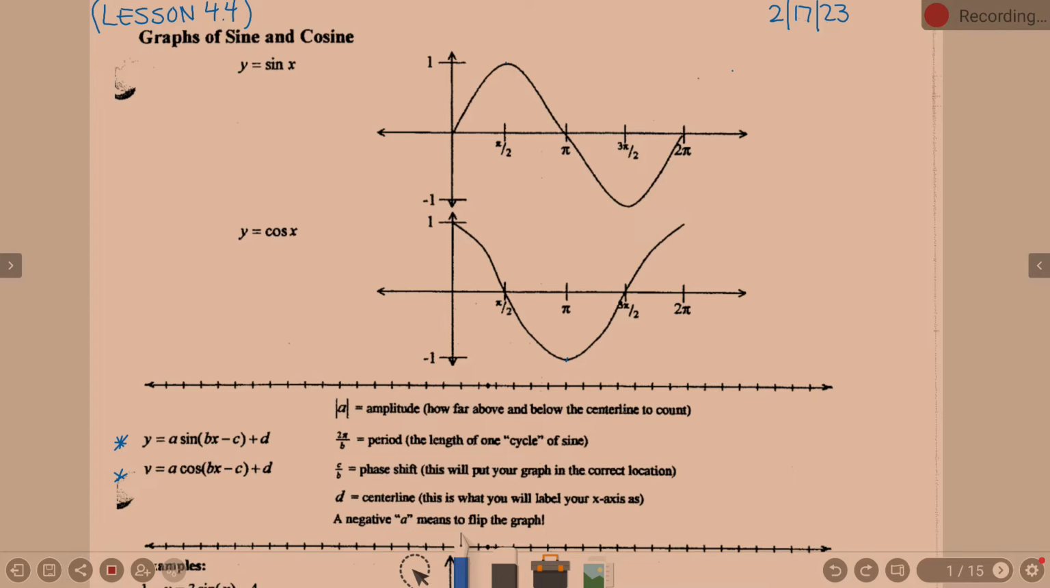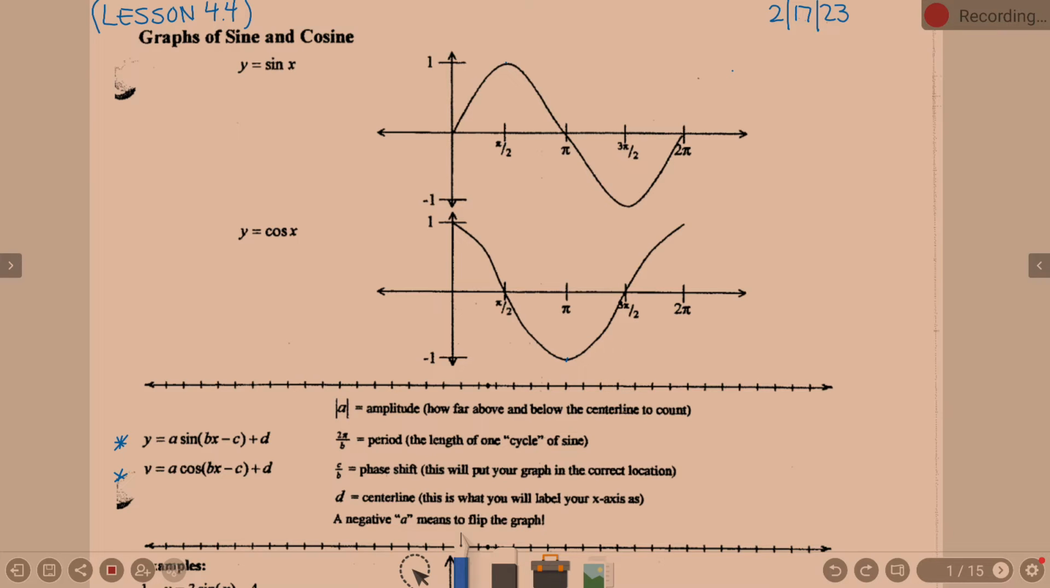B. The value in front of x, if there is a value in front of x, right? Won't always be that. But 2 pi divided by b tells you the length of one cycle of sine or cosine. So length is usually 2 pi. It could be longer or shorter, depending on that b value. We haven't done a whole lot with that, but instead of being vertical, that is your horizontal stretch or compression.